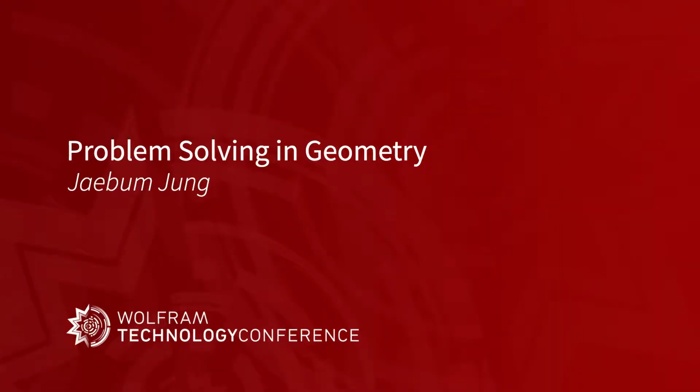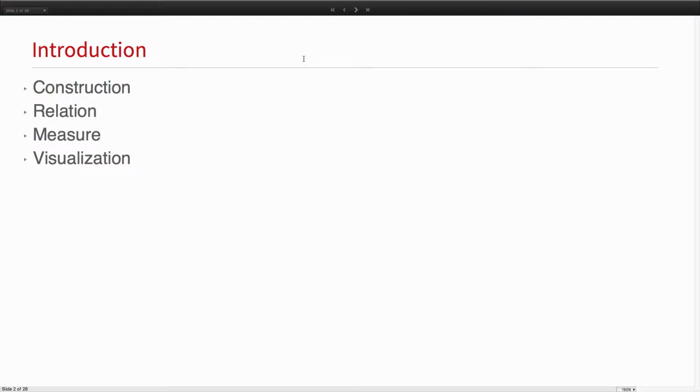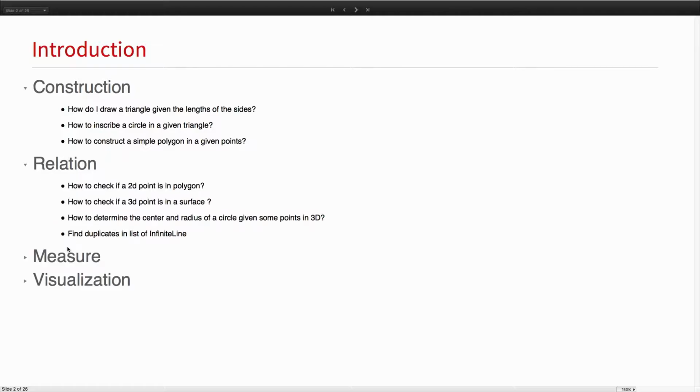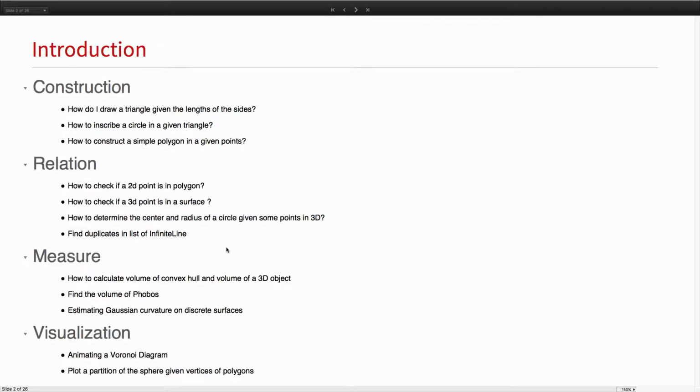So what I'm going to do is actually solve problems. Due to the time limit, I'm not going to do something like the Poincaré conjecture theorem. Instead, I selected some problems from the Wolfram Community, ranked them by popularity, and grouped them in certain areas like construction, relation, measure, and visualization.